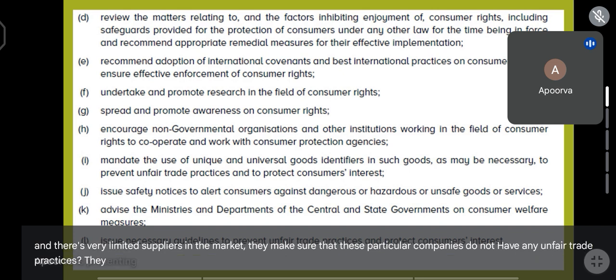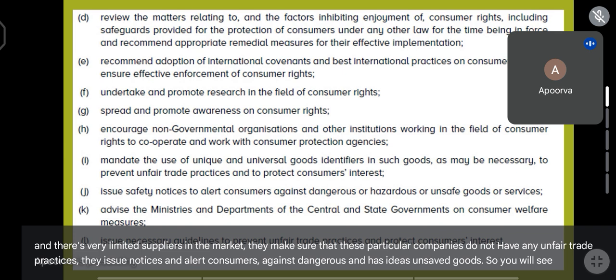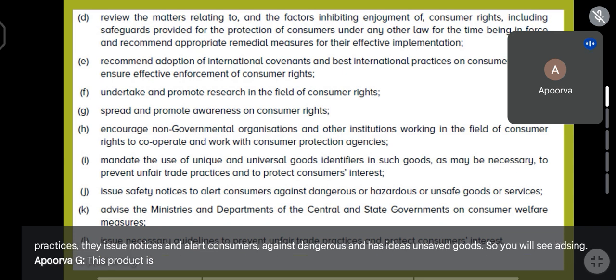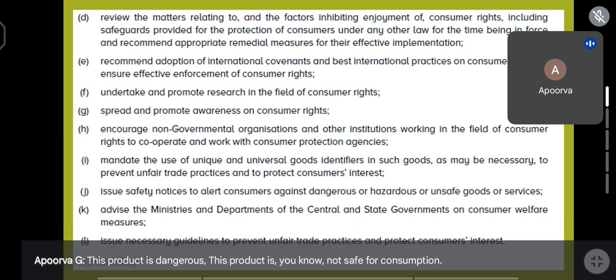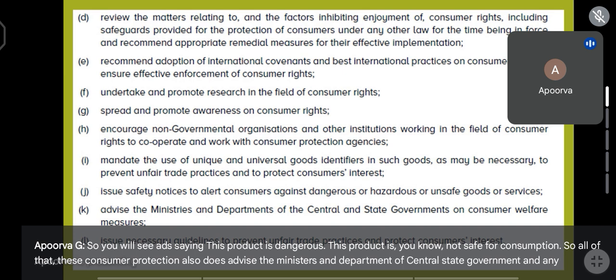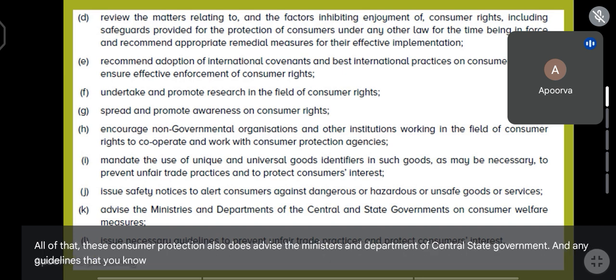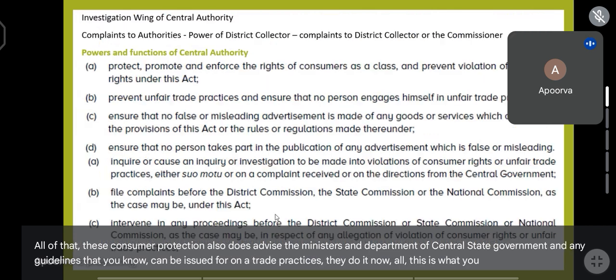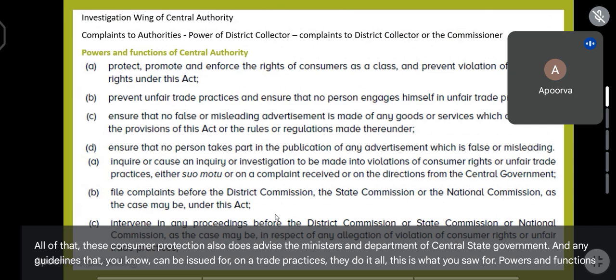They issue notices and alert consumers against dangerous, hazardous, unsafe goods. So you'll see ads saying this product is dangerous, this product is not safe for consumption. So all of that consumer protection also does. Advise the ministers and departments of central and state government on any guidelines that can be issued for unfair trade practices, they do it. Now all this is what you saw for powers and functions of a central authority.